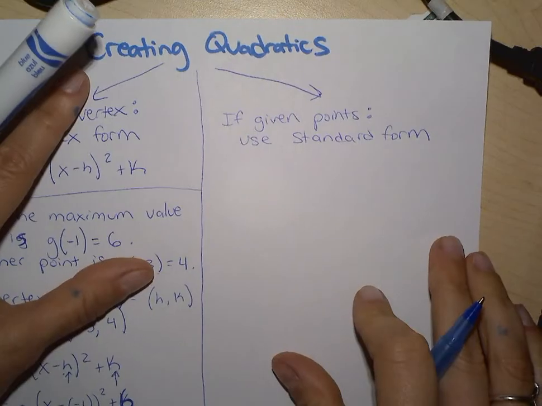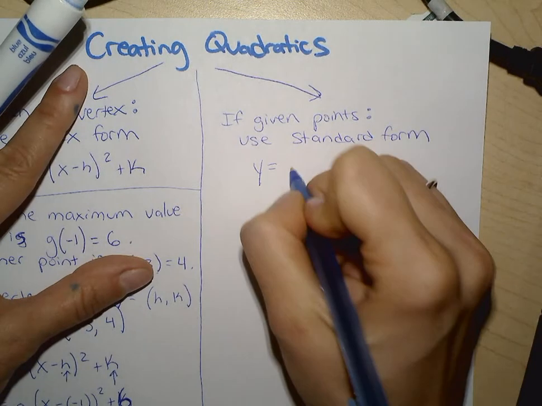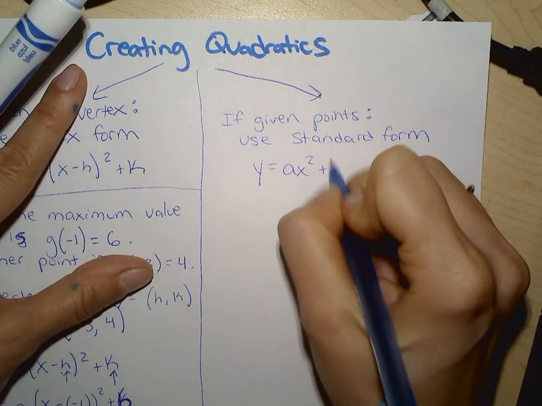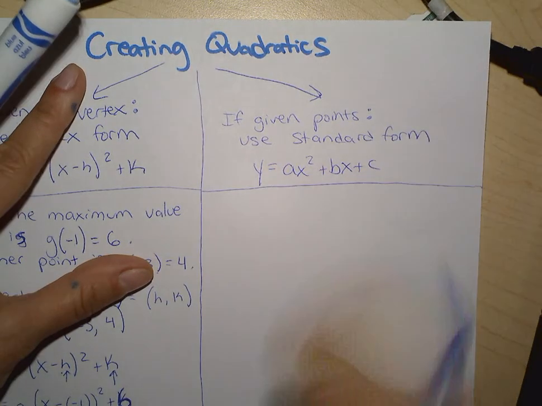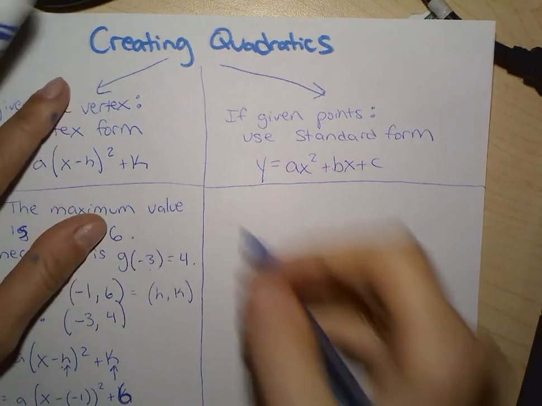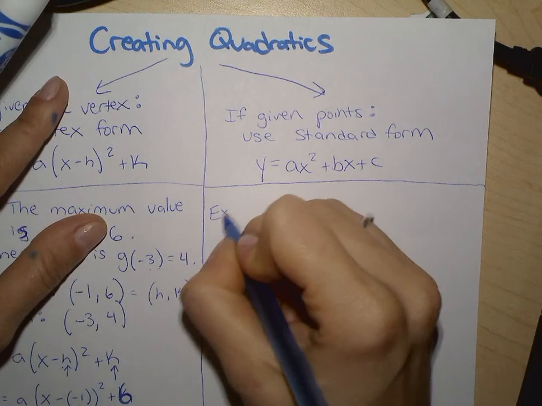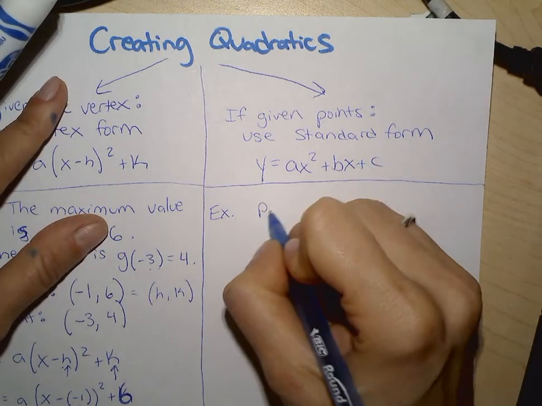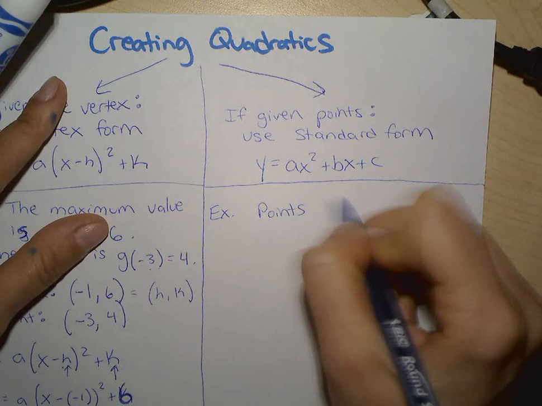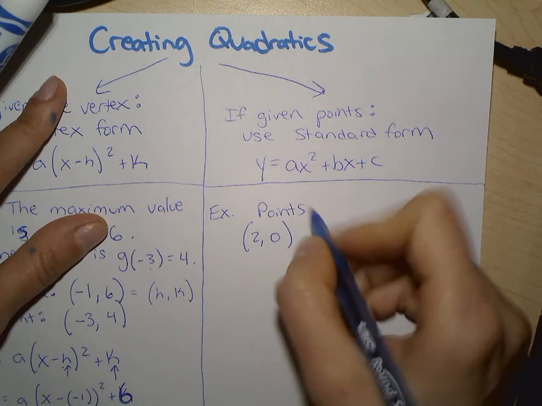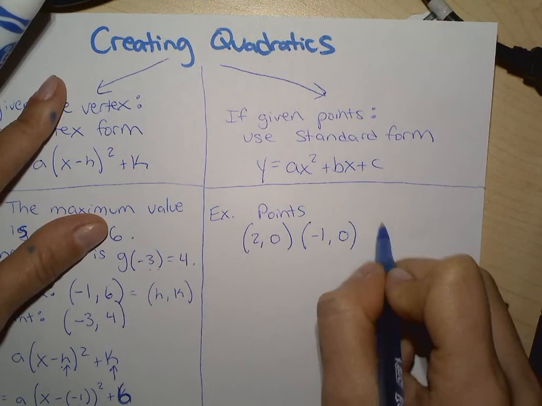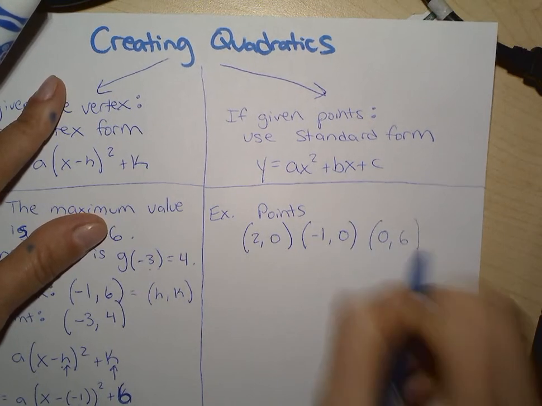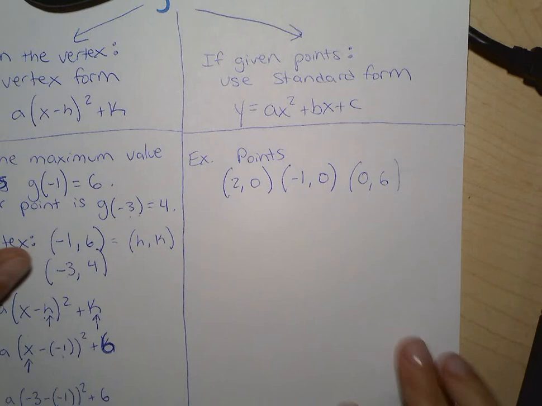So my standard form is y is equal to ax squared plus bx plus c. My example, I'm going to give you the points (2, 0), (-1, 0), and (0, 6). All right, so I'm going to make this into 3 steps.